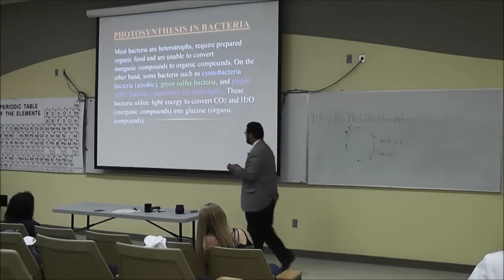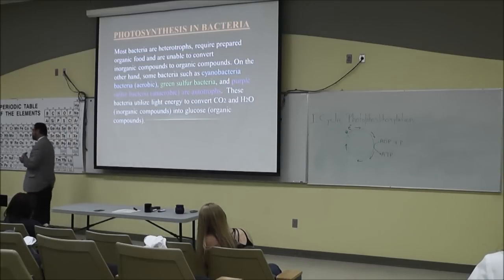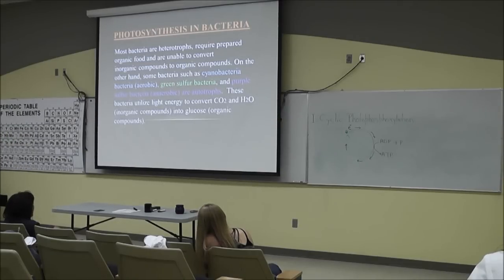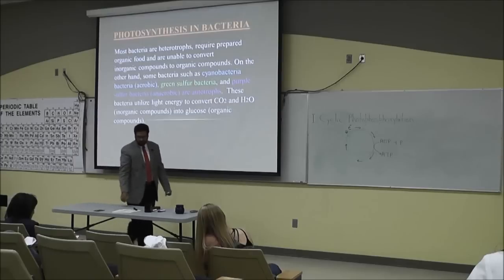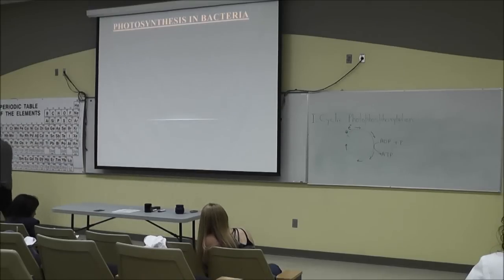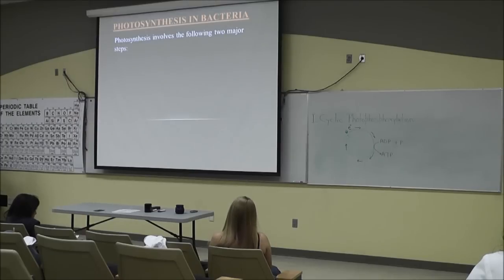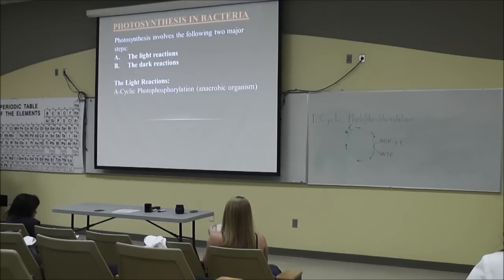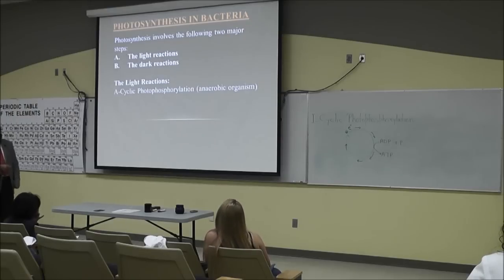All right, light reaction in bacteria is of two different types. One is called cyclic photophosphorylation. So light reaction, dark reaction, cyclic photophosphorylation. What is that? Photo means light. Phospho is from phosphate. Rylation means to add. Okay, let me explain.